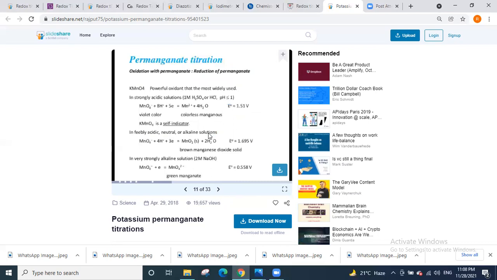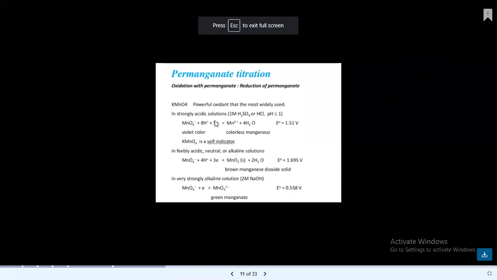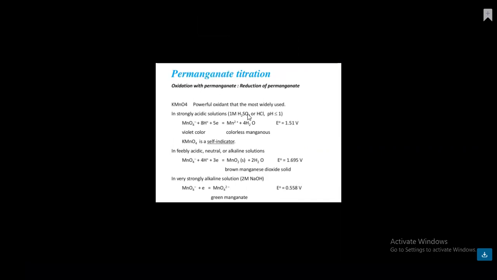This is a very clear picture here, that KMnO4 is a powerful oxidant, the most widely used, in the presence of sulfuric acid. You also observe that in all of the conditions some medium is also there, that is sulfuric acid, some HCl, or the acidic or alkaline media, because whenever an electron transfer reaction is taking place, some mediator is there, so the acid is used and involved in the electron transfer reaction.